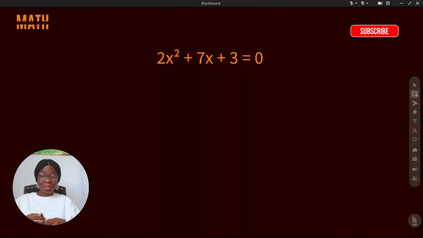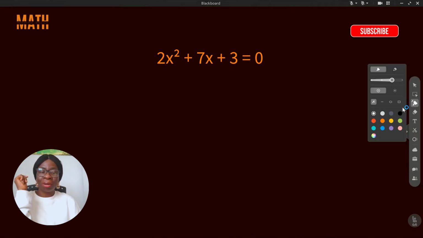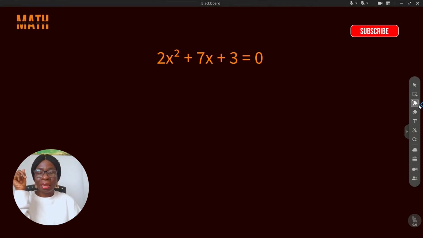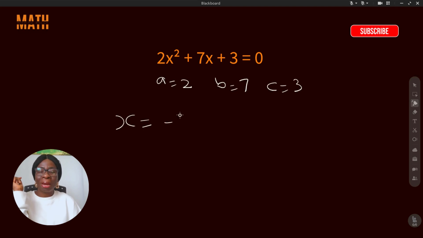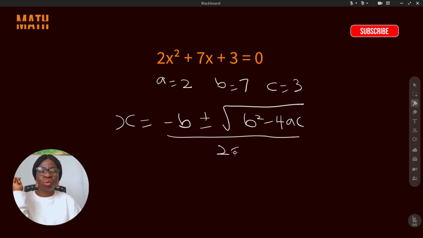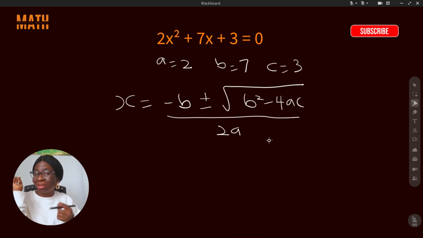Now let's use the golden key for this equation. Let's write out the terms. A is the coefficient of x squared. So that means A equals 2, B is 7, and C is 3. Let's write out our formula. Our formula says x equals minus b plus or minus the square root of b squared minus 4ac all over 2a. Now let's plug it in and twist.